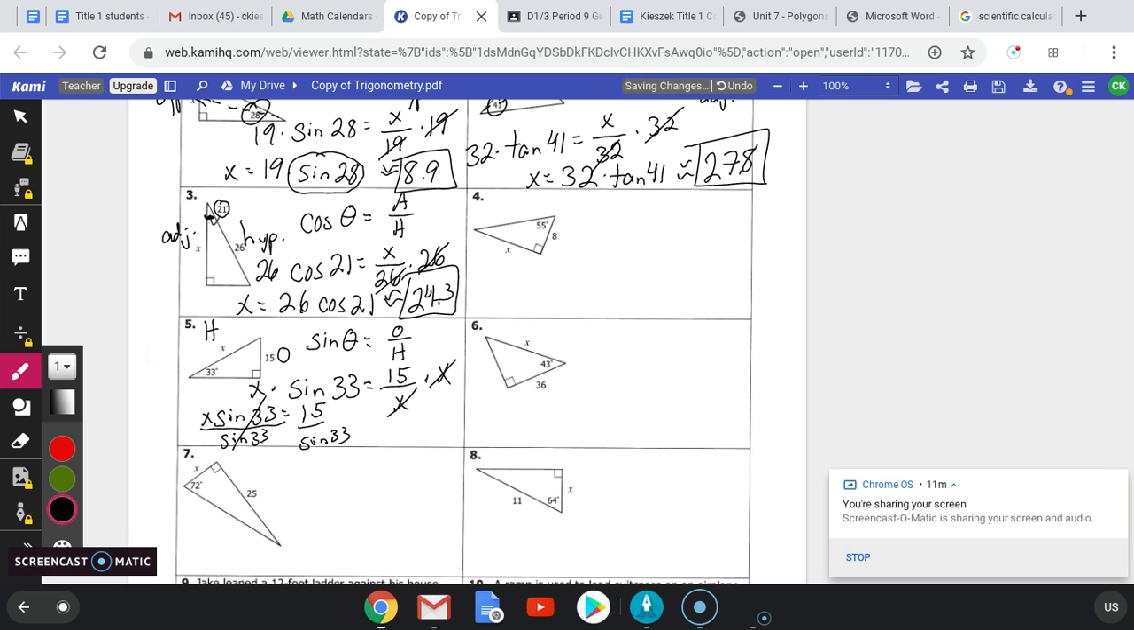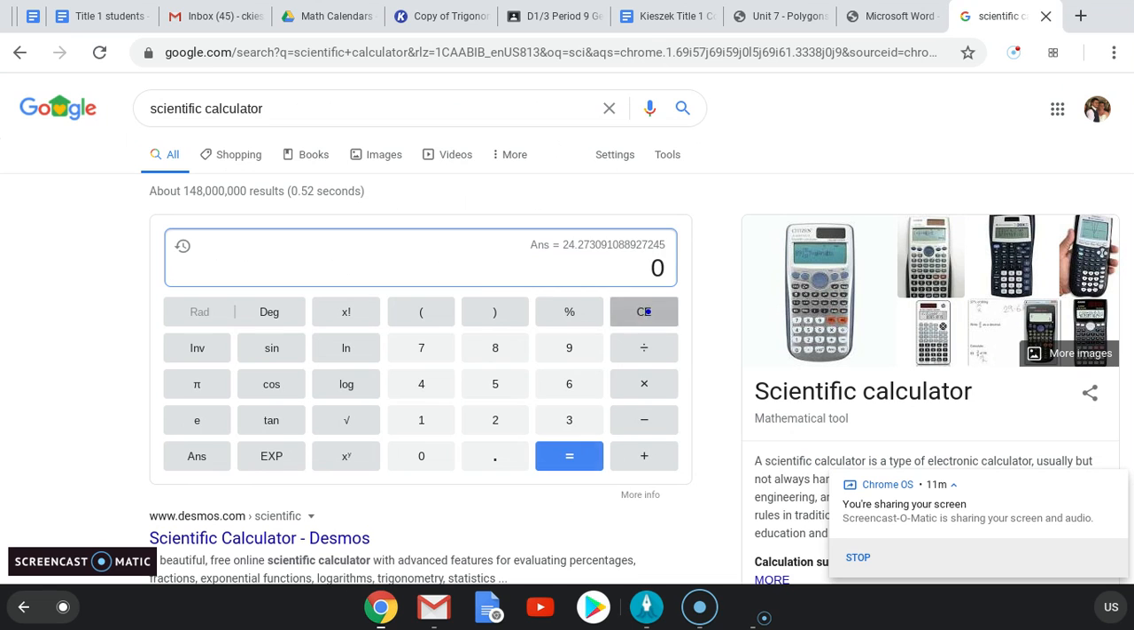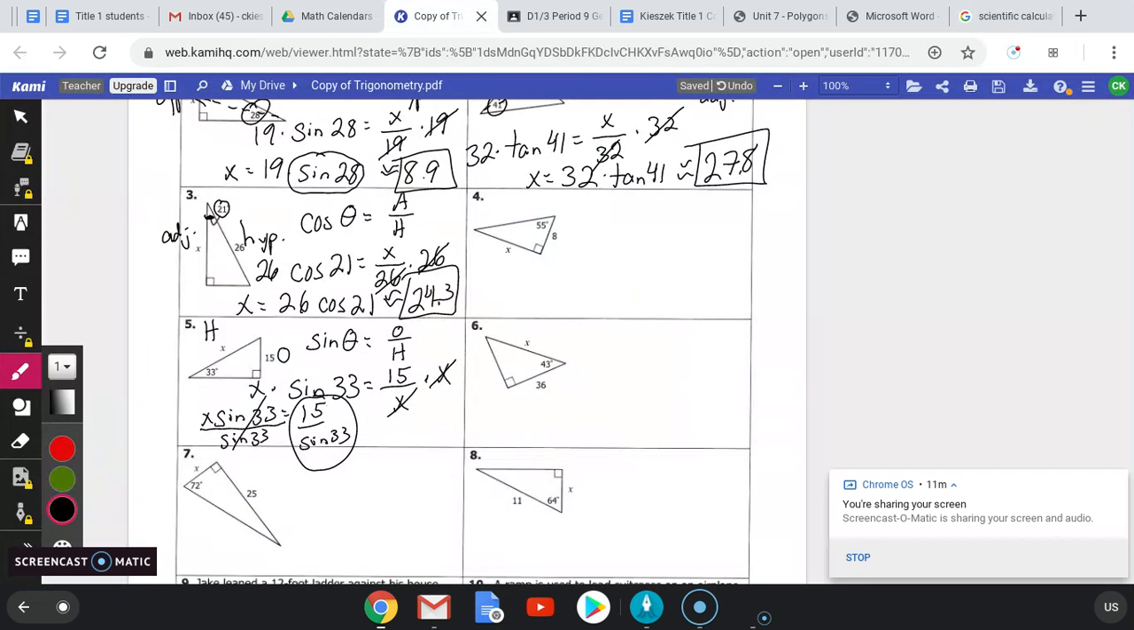So in the calculator, this is what I'm going to put. So 15 divided by sine of 33. And I get around 27.5. So notice that little difference there. When x was on top, it was just multiplying both things. And when x is on the bottom, then it would be 15 divided by sine 33. And again, that's based on the algebra there.